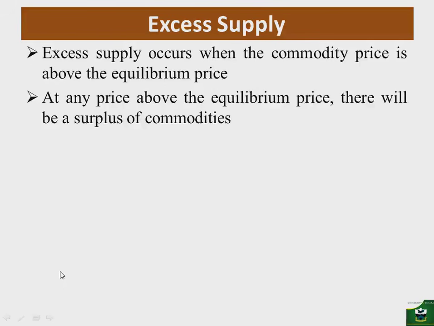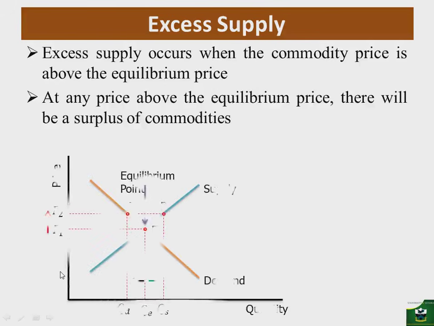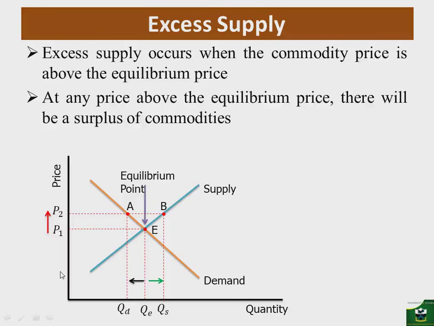Presented graphically, the information will look like this, where price has increased from P1 to P2, and this P2 is now above the equilibrium point E. At this new price, quantity demanded will be QD at point A here, while quantity supplied will be QS at point B. And the gap between A and B is what we call the excess supply, or simply a surplus on this market.